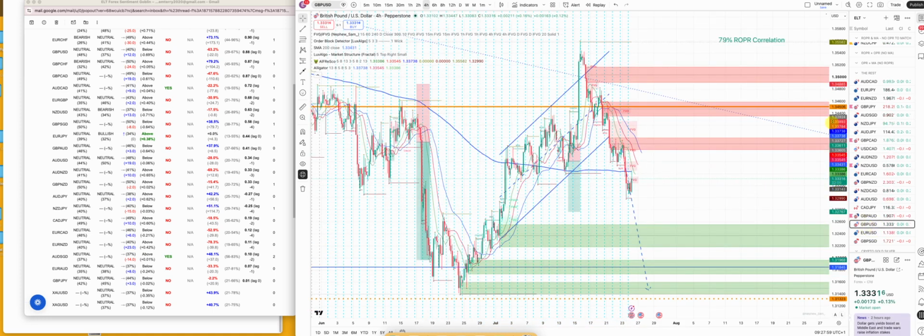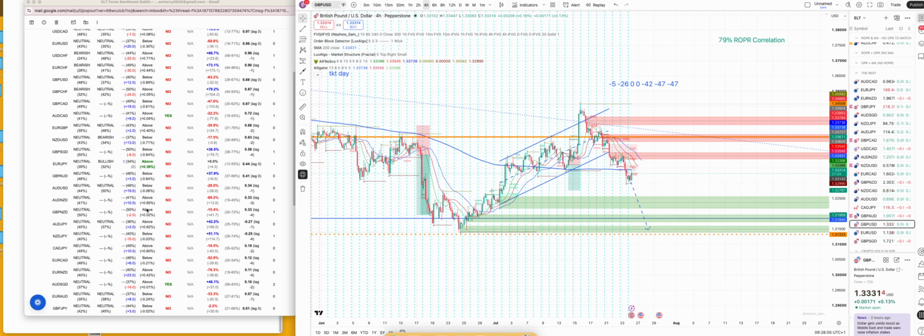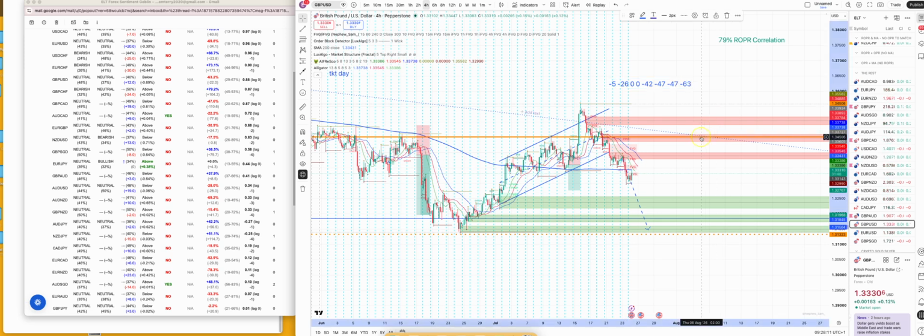Pound. Numbers that we have in the pound. Minus 63. Okay, and the 79% correlation, don't forget. So I think it's going to make it to this level. No trade because things don't line up. We've got neutral, minus, although it is getting more bearish on FXSSI.